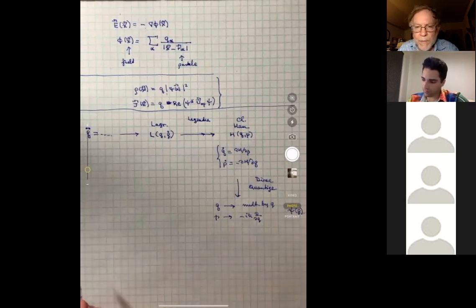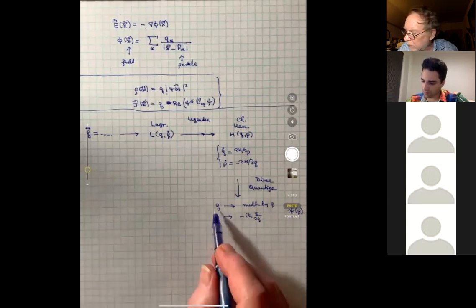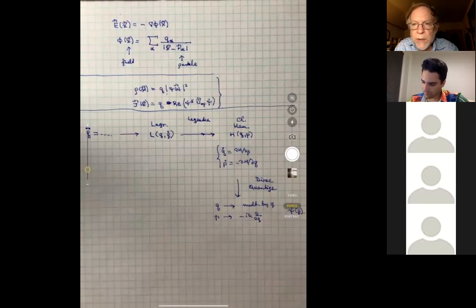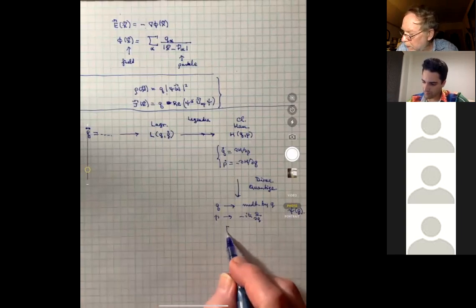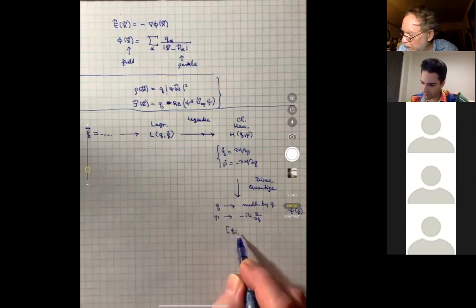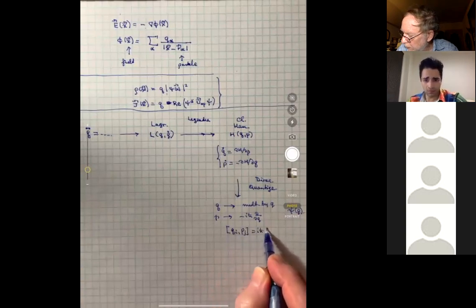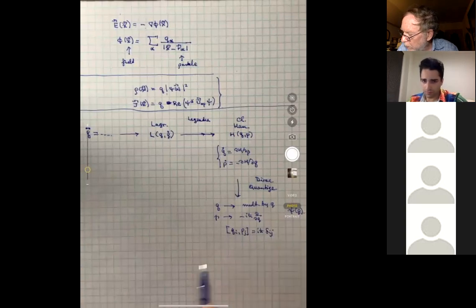Or if you prefer a more abstract approach, the classical q's and p's get replaced by operators that act on the state space of the system and satisfy the commutation relations that q_i commutator with p_j is equal to i h bar delta_ij. Those are the Heisenberg-Born commutation relations for q's and p's.